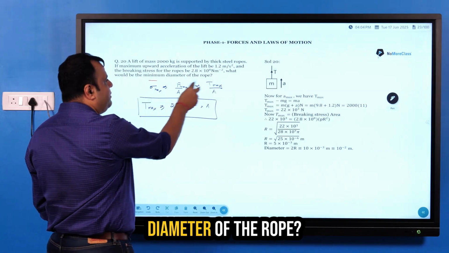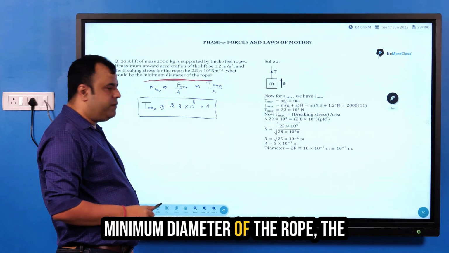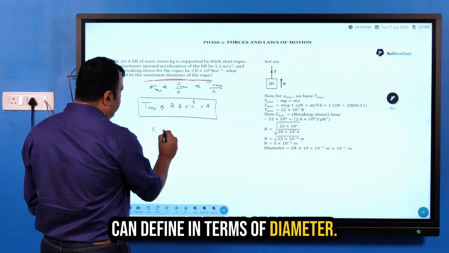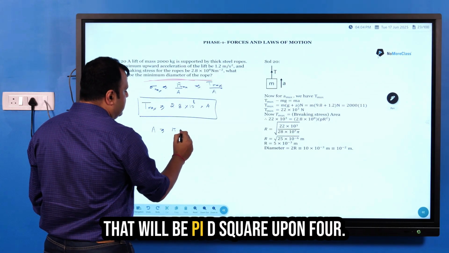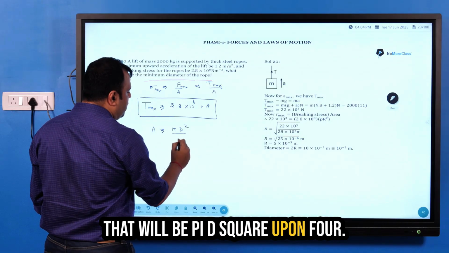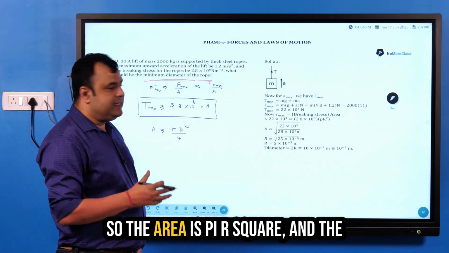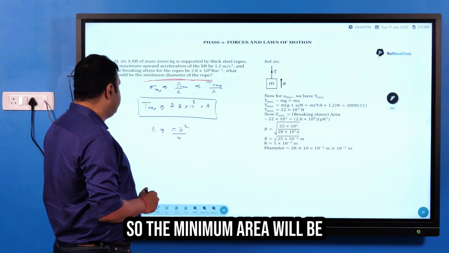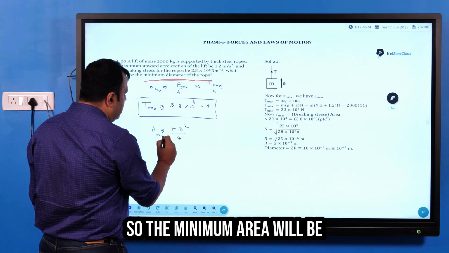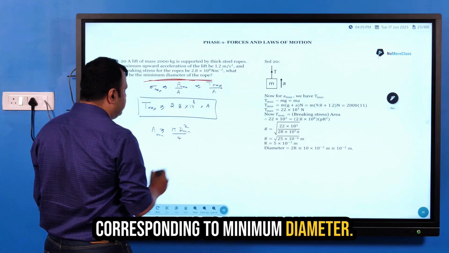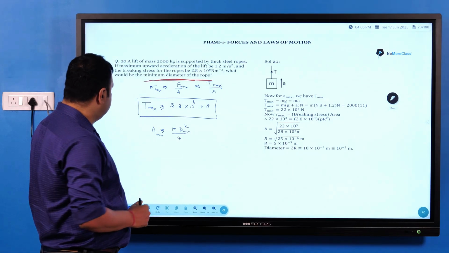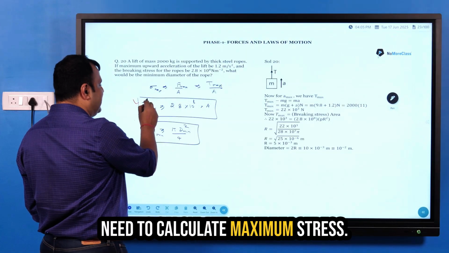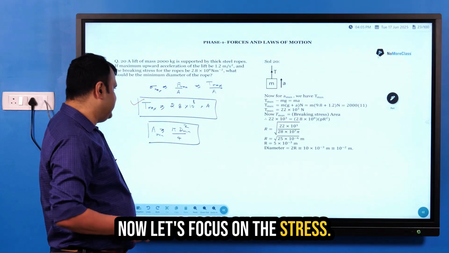What would be the minimum diameter of the rope? So they are asking about the minimum diameter of the rope. The area of the rope you can define in terms of diameter. That will be pi d square upon 4. So the area is pi r square and r is d by 2, diameter by 2. The minimum area will correspond to minimum diameter. So to calculate minimum area, you need to calculate maximum stress. Now let's focus on the stress.